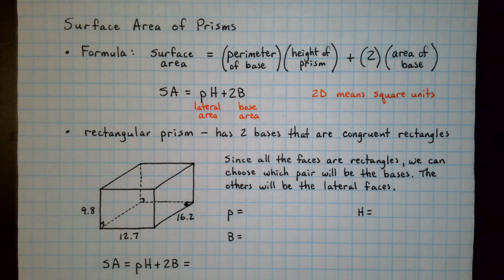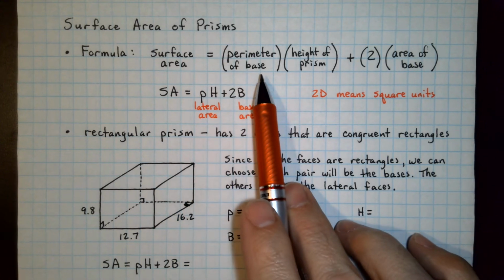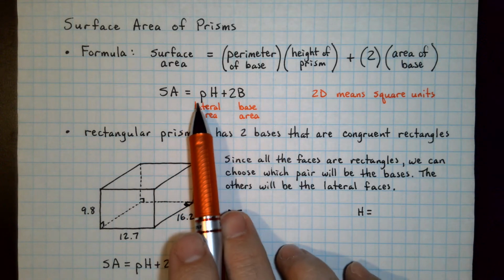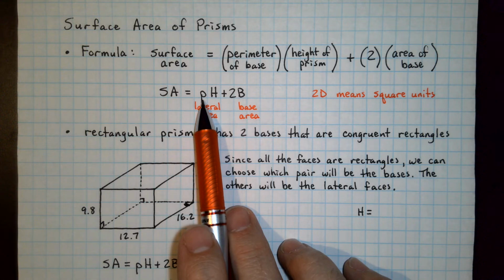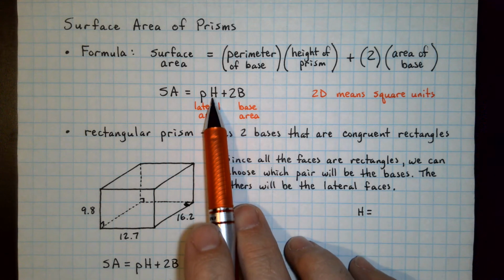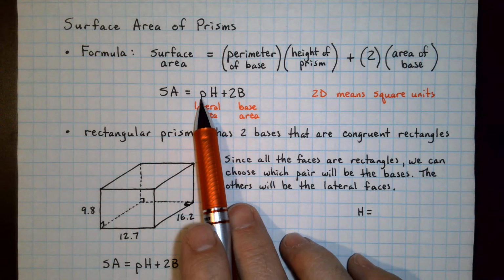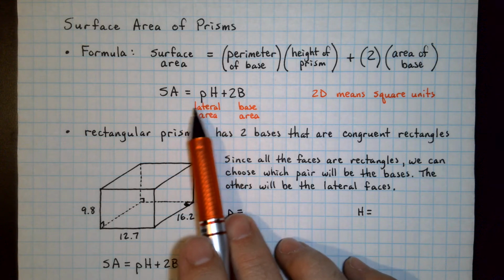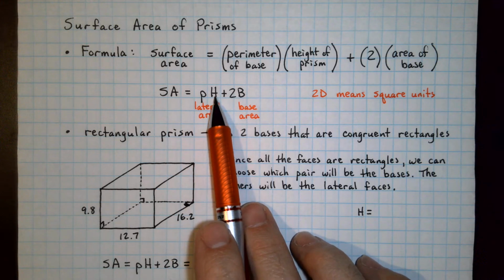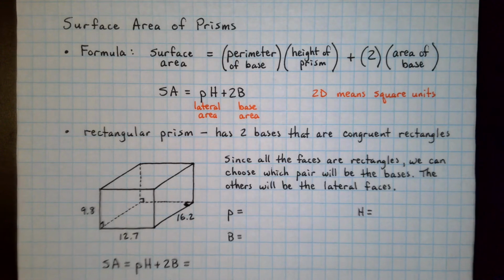Welcome back. We're going to find the surface area of two prisms. First of all, the formula: surface area is going to equal the perimeter of the base, which we're going to use a lowercase p to represent, times the height of the prism, which we're going to use a capital H to represent. And what I tend to do is use lowercase letters for the 2D shapes and uppercase letters for the 3D shapes, but that's a preference.